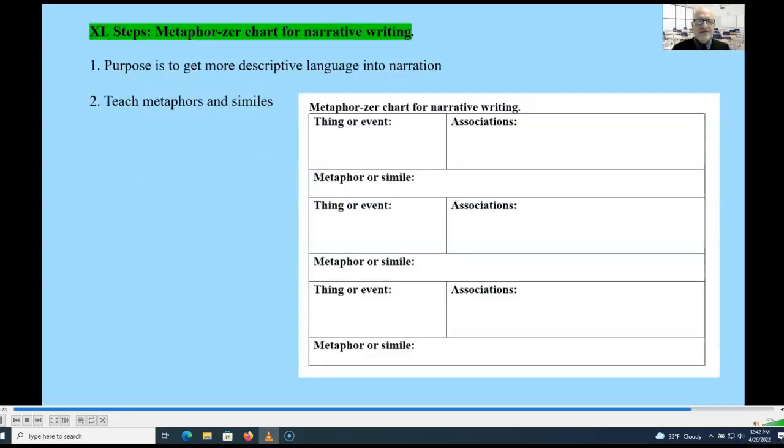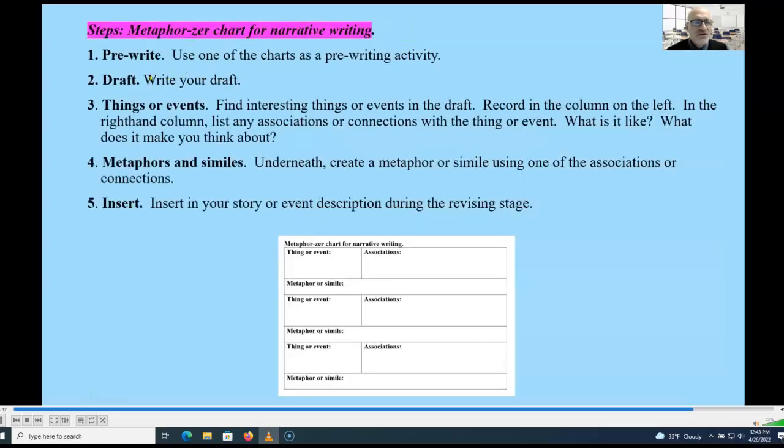Metaphorser. The purpose is to get more descriptive language into narration, and you're teaching metaphors and similes. So you write a draft first. Out of your draft, you find interesting things or events, and a thing or event is listed there on the left. And on the right, you record associations. Things that you think of are related to, are connected to that thing or event.